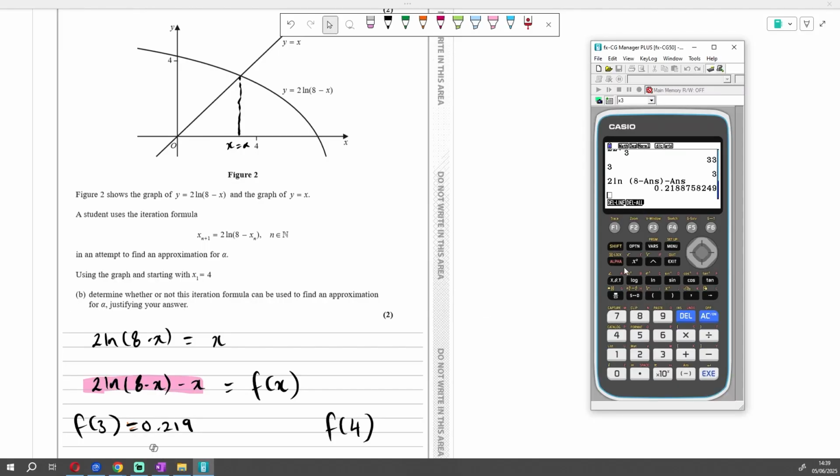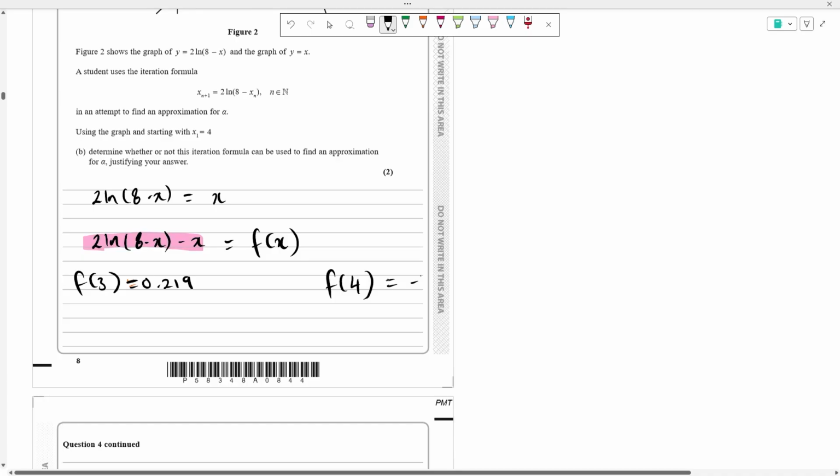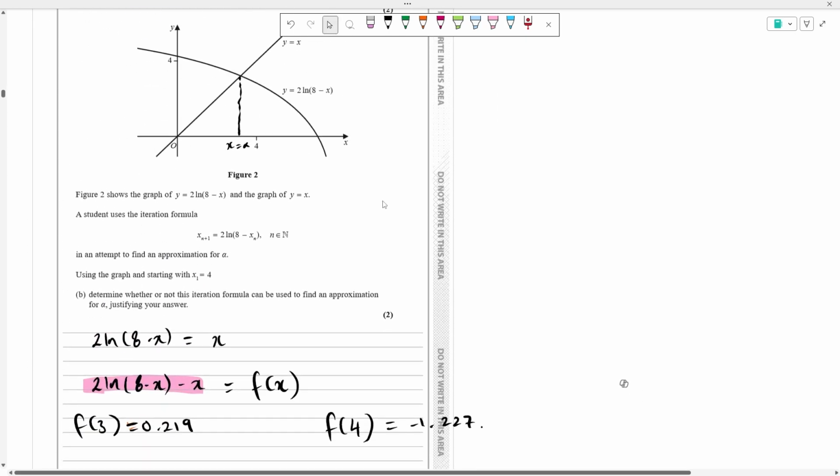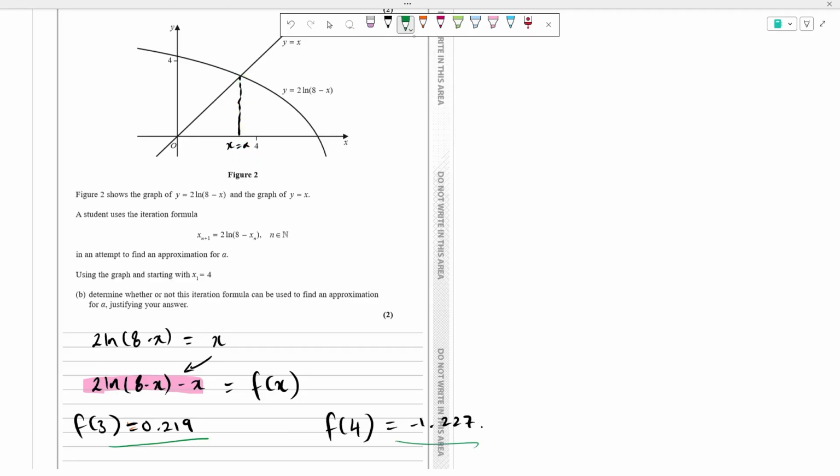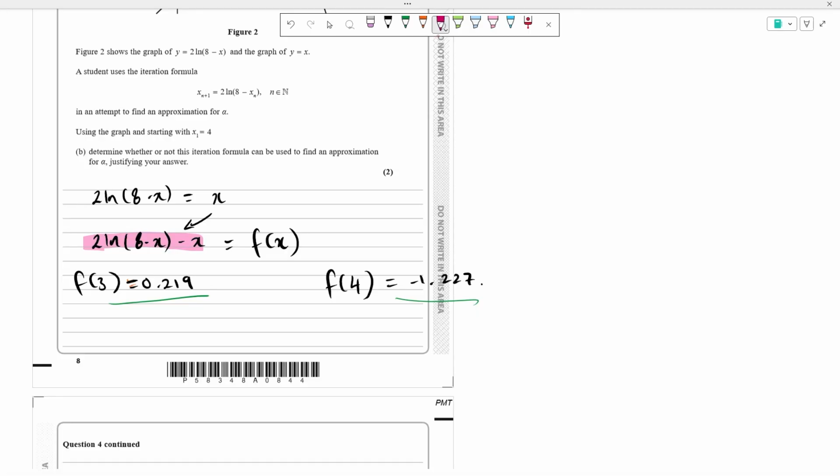Now for the next one, for f of 4, this is equal to minus 1.227. Essentially, the way the root works, this equation represents the intersection equation between these two graphs, and a root of this graph represents the solution, like I said earlier. And because one of these two values is positive and one is negative, you are saying within this interval there lies a number between 3 and 4.